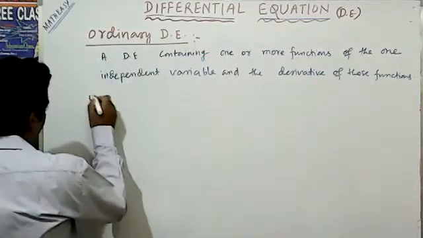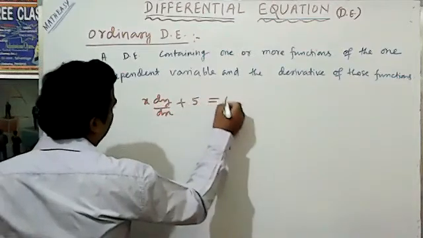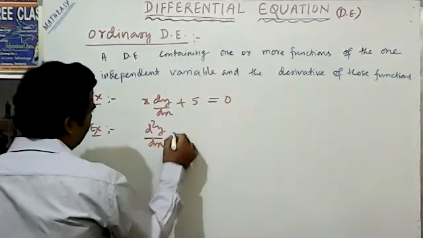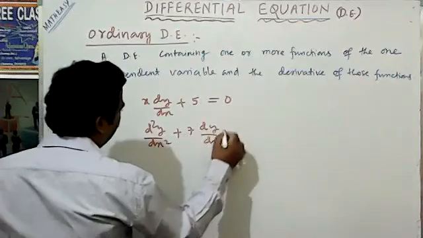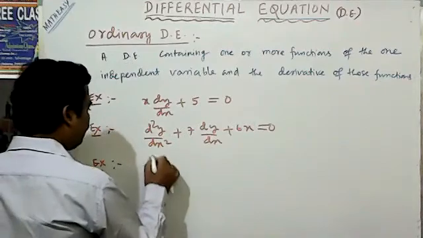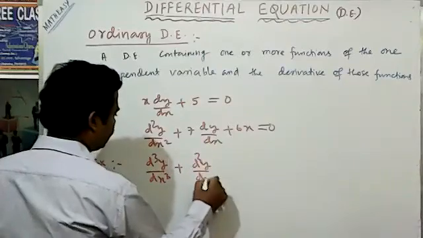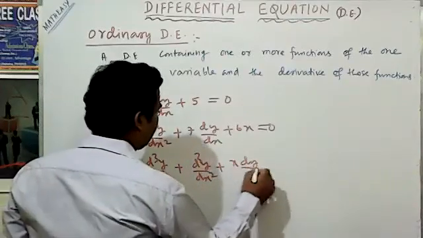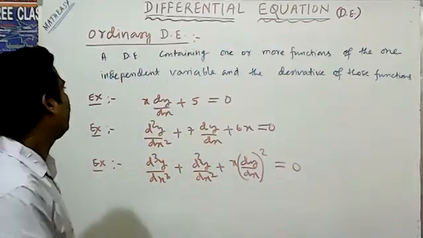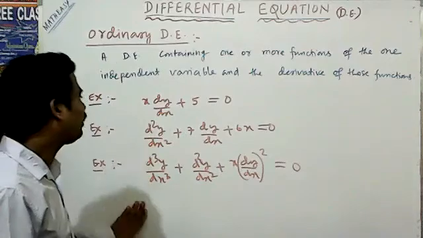Take that example. Simple: x dy by dx plus 5 is equal to 0. Another example: d square y by dx square plus 7 dy by dx plus 6x is equal to 0. Another: d cube y by dx cube plus d square y by dx square plus x dy by dx whole square is equal to 0. That means these are differential equations, the ordinary differential equations. These are all ordinary differential equations.